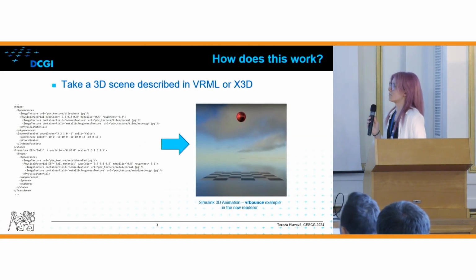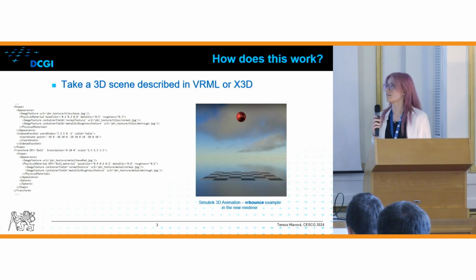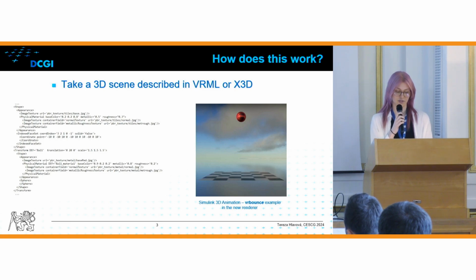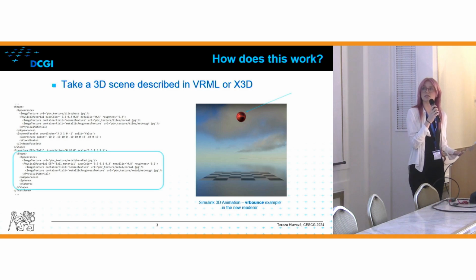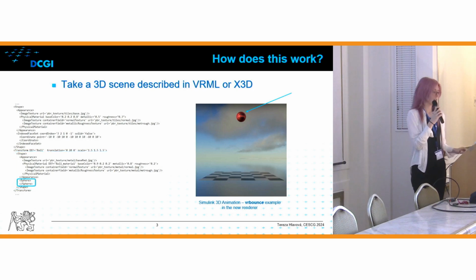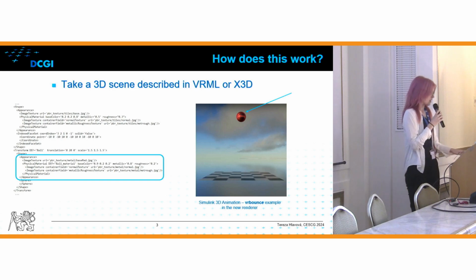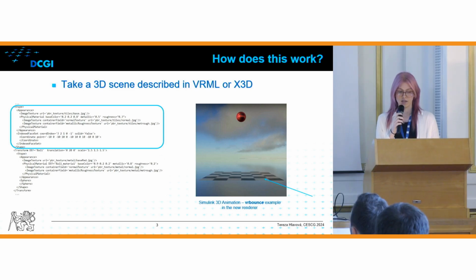So, how does it all work for a user? A user has to have a scene prepared in a VRML or X3D format. Here, I'm going to show the new updated example of Simulink 3D animation I did for this work. There you can see a red ball object, which is described in this part. There, of course, is a description of the geometry. It's a sphere. And then there is a description of the appearance with materials. In similar fashion, the small platform is described.